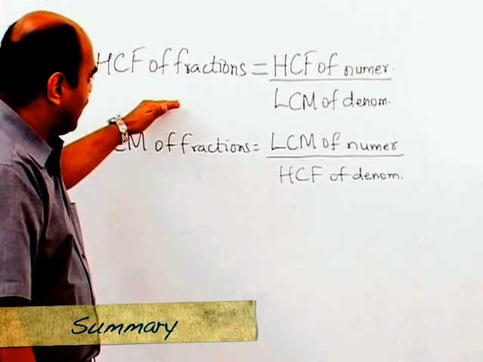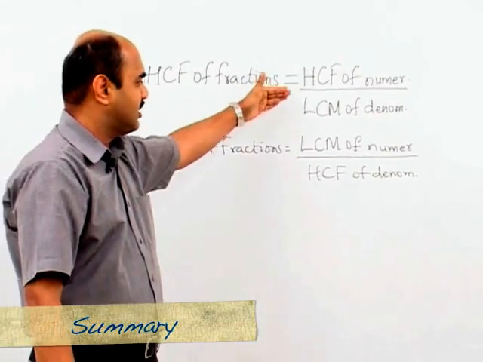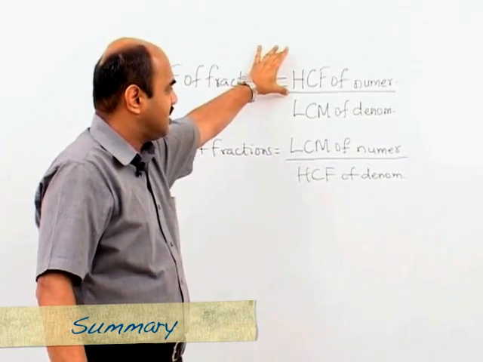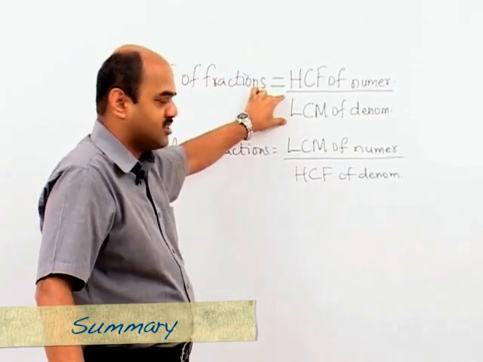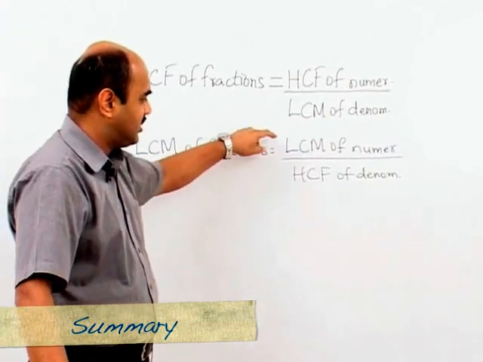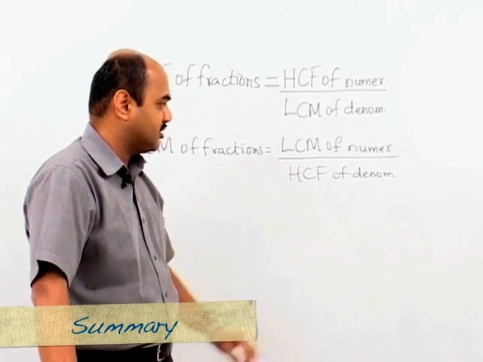So one important point about HCF and LCM of fractions is consider numerators and denominators separately. In this case, find the HCF of numerators divided by LCM of denominators. Here when you are finding LCM of fractions, find the LCM of numerators divided by HCF of denominators.